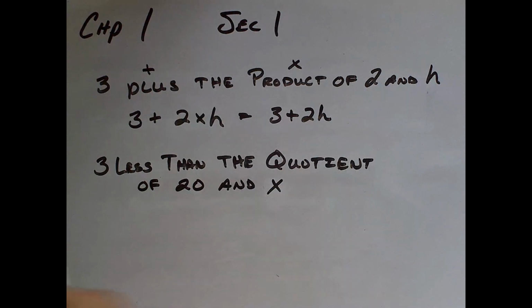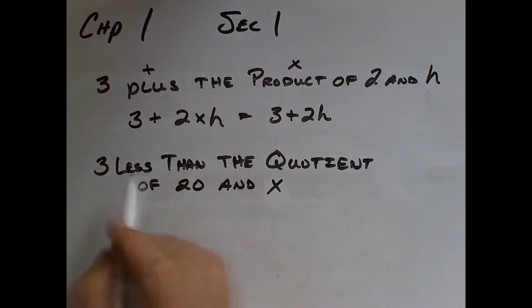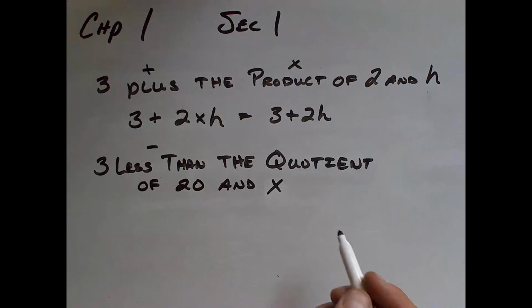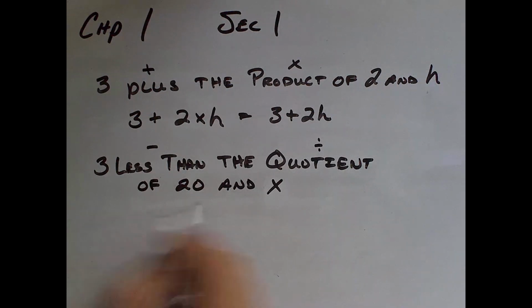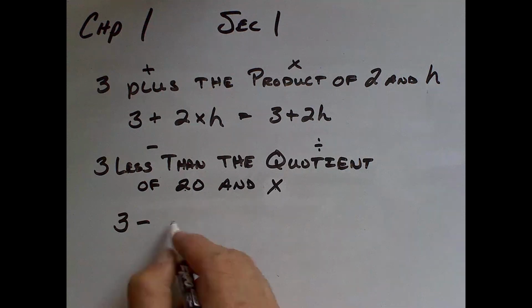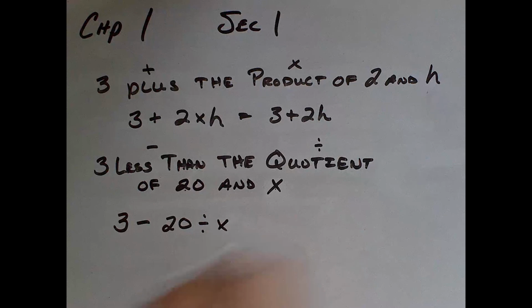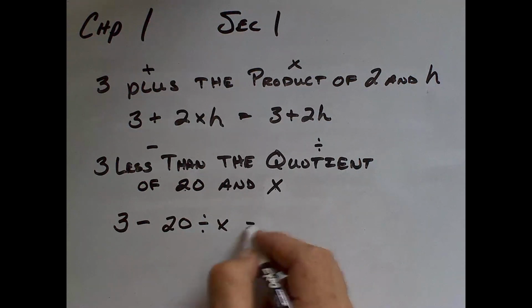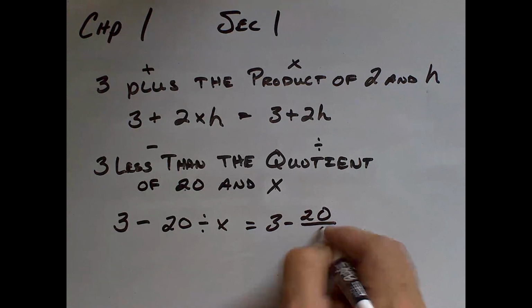Let's take a look at the next one. 3 less than the quotient of 20 and x. Well, less than means minus, and quotient means divide. So we can write this out as 3 minus, now remember in quotient, the order of these is important. It's 20 divided by x. Or we can rewrite this as 3 minus 20 divided by x.